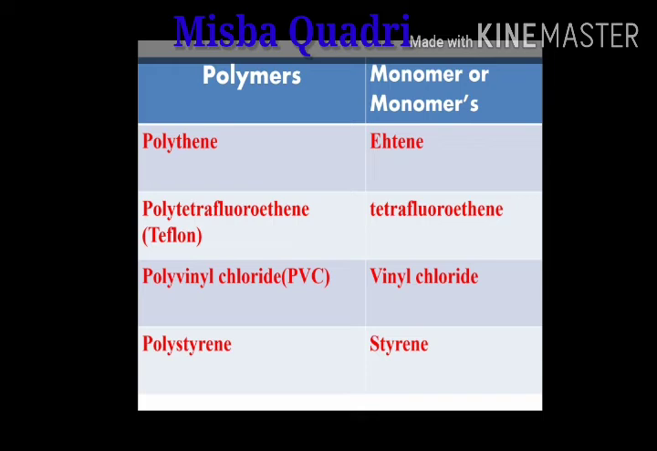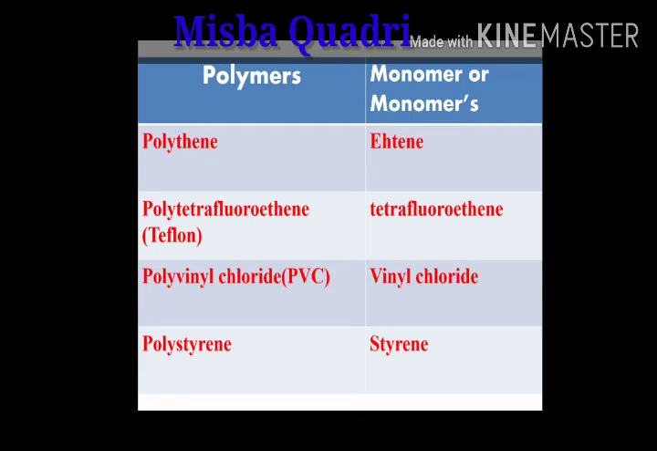Second one, polytetrafluoroethene. It is commonly called Teflon. Its monomer unit is tetrafluoroethene. For polytetrafluoroethene, tetrafluoroethene is the monomer. Next, polyvinyl chloride. It is called PVC. Its monomer unit is vinyl chloride. Polyvinyl chloride monomer is vinyl chloride.